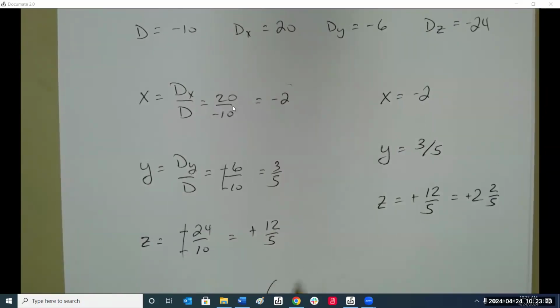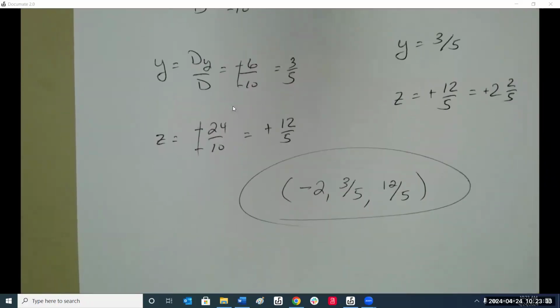So the point of intersection of those three lines. Let's leave it as fractions. That's the point of intersection. So that's Cramer's rule. Makes it much easier to solve. Questions?